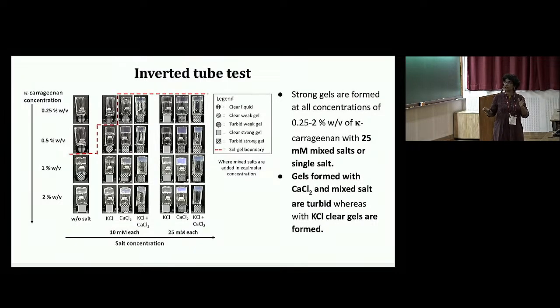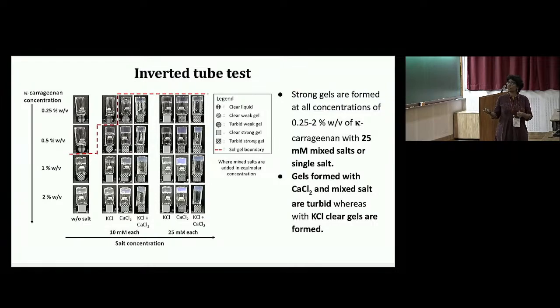So here is the concentration of the kappa carrageenan. We go from 0.25 to 2 weight by volume percent. And the legend shows that we form various states of the samples. One which we call clear liquid, so the material flows but is optically clear. And we have a clear weak gel. Weak gel is a solid when we invert it for a few minutes and eventually it starts to flow. Turbid weak gels, again, are solid when we invert them, but eventually after half an hour or so, they start to flow.